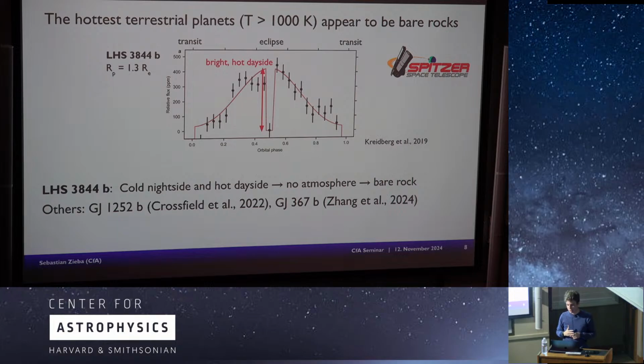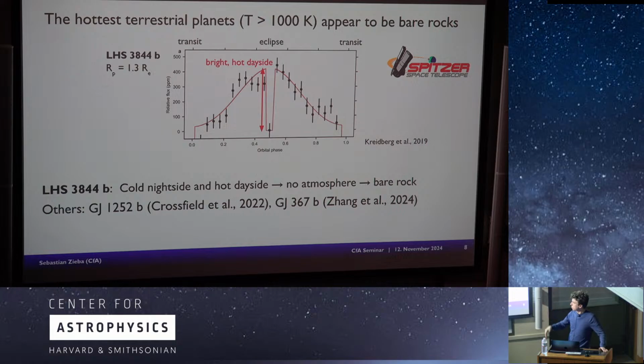The observations here using the Spitzer Space Telescope were basically that the night side is really cold, basically consistent with 0 Kelvin. The day side is really hot due to this really observed deep eclipse. And this really hot day side and the really cold night side was basically indicative of no heat transport from the day side over to the night side, telling you that the planet has no atmosphere and is therefore a bare rock. And the same has also been done for a couple of other planets like GJ1252b, and now we do the same with JWST.